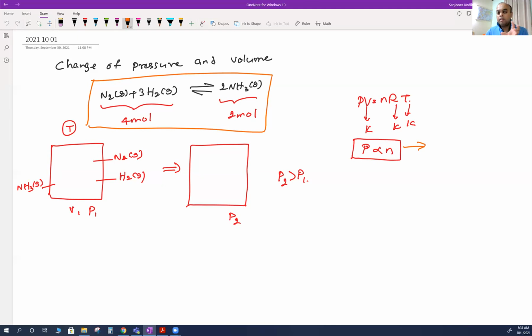Okay, so this is the pressure impact on an equilibrium system. When the pressure increases, the system moves towards the side with fewer moles. When pressure decreases, the system will try to increase the pressure by increasing the number of moles, so it will move towards the side with more moles. So this is the pressure impact on an equilibrium and how it behaves according to Le Chatelier's principle.